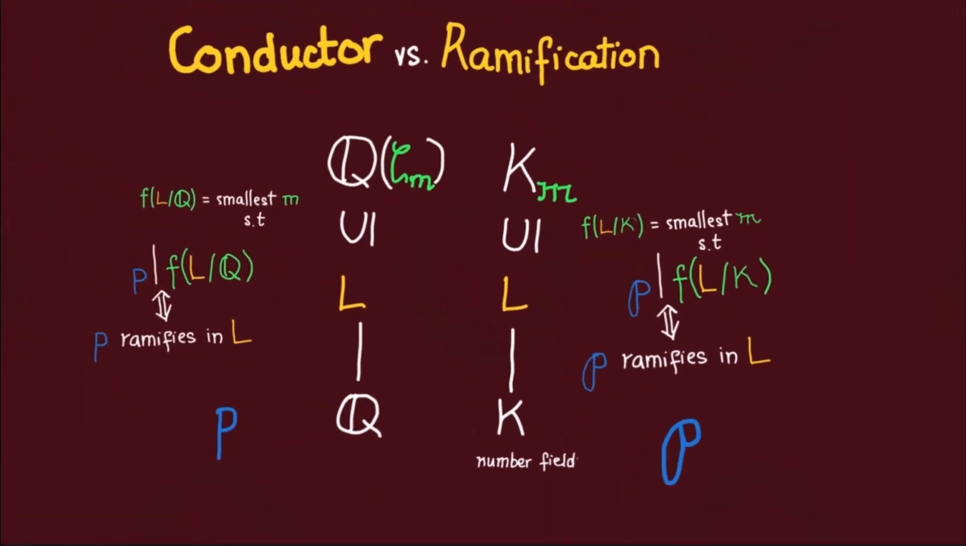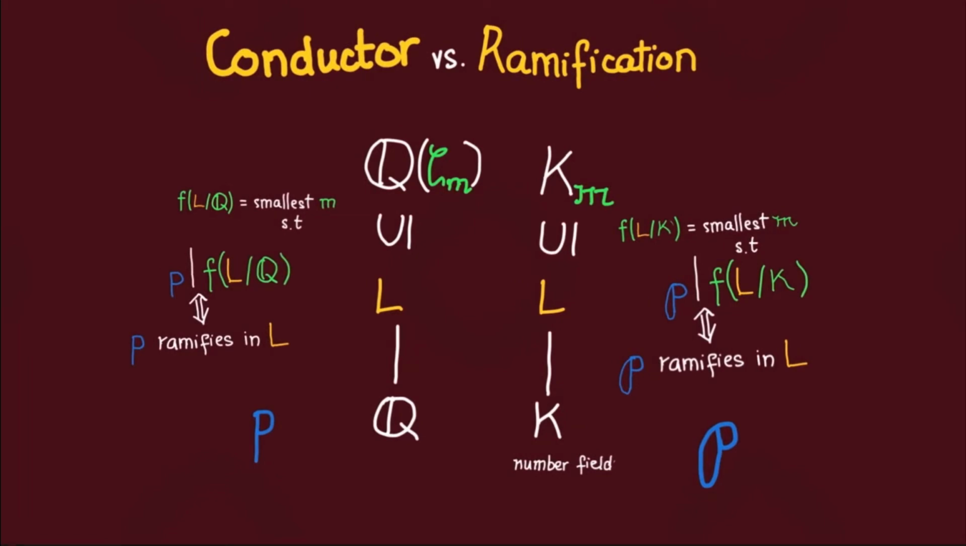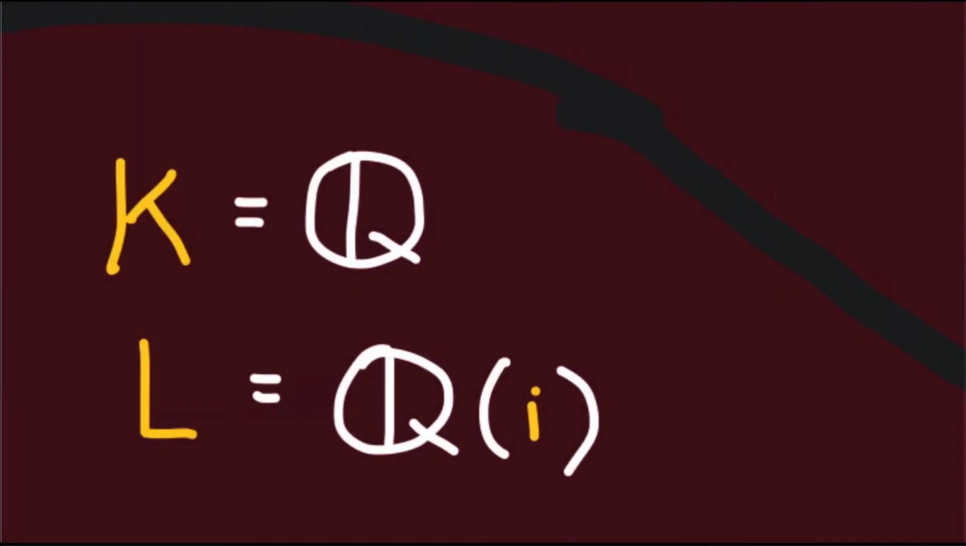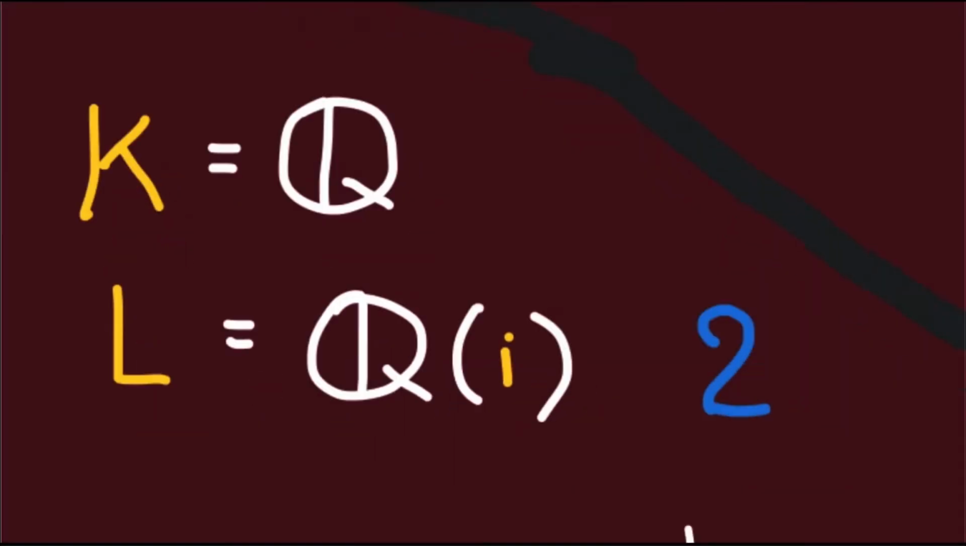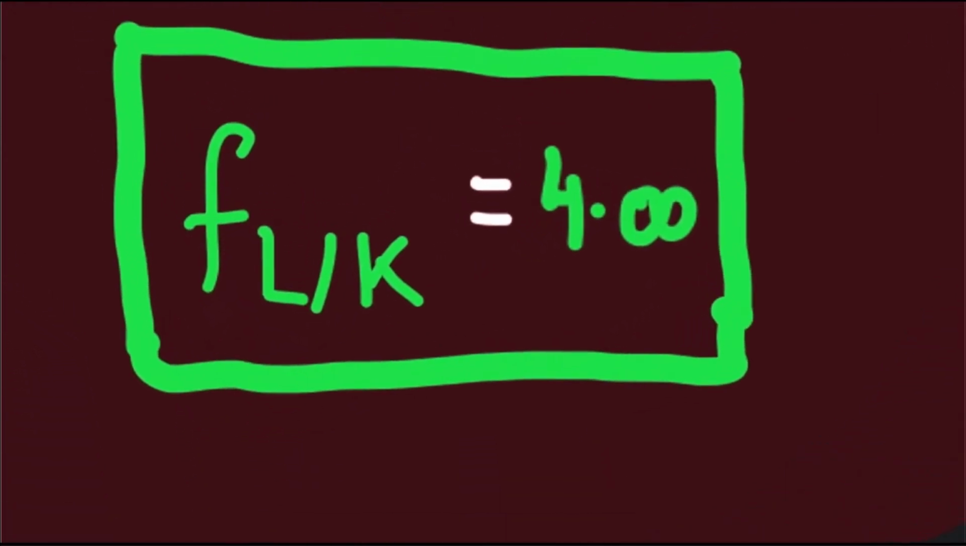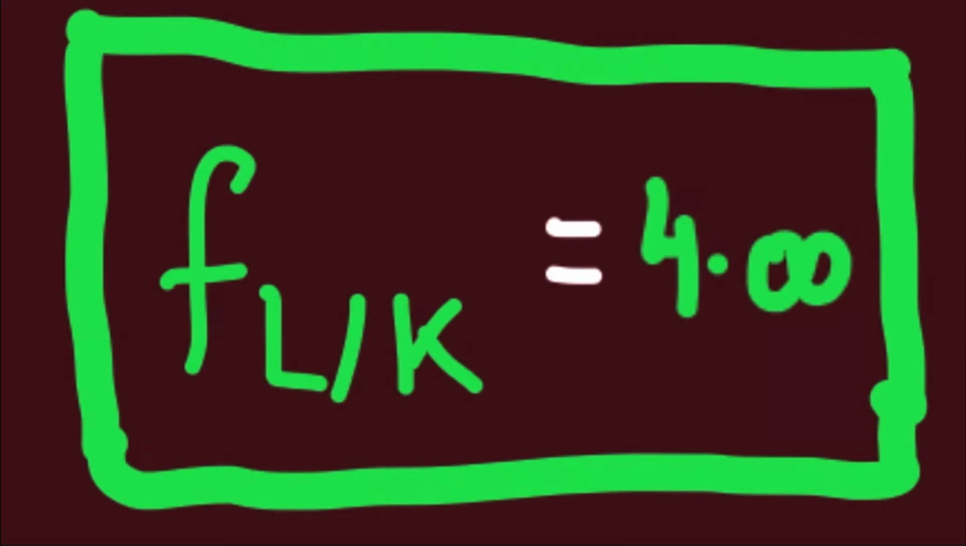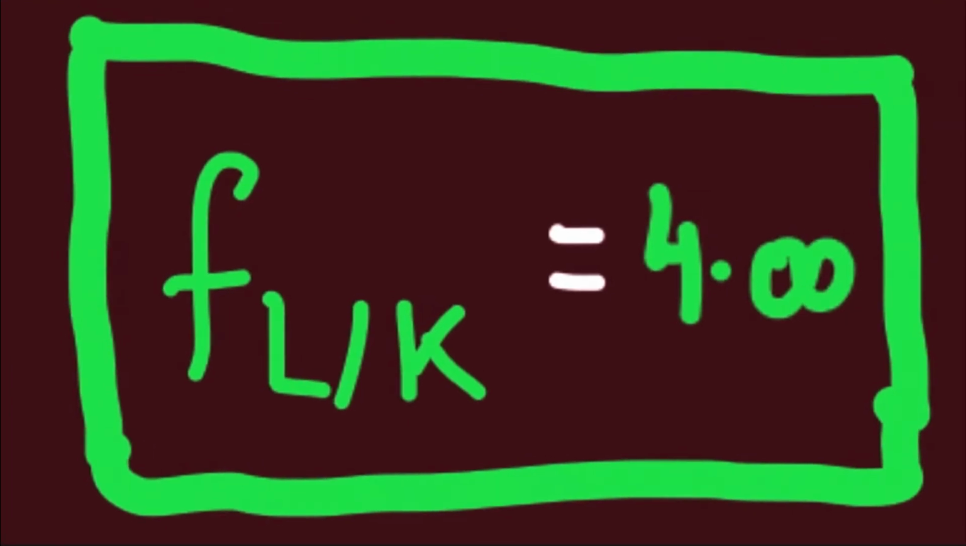So let us have a look at an example. Let us find the conductor of L over K in the case when K is just Q and L is Q adjoin i. Note that 2 is the only prime of Q ramifying in Q(i). So we would expect that the finite part of the conductor consists only of powers of 2. And indeed, we'll see that it's exactly going to be 4 times the infinite prime.